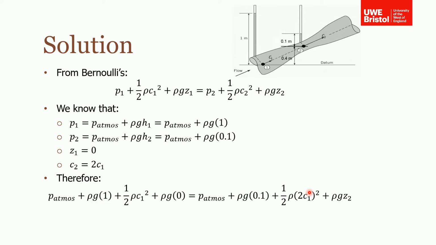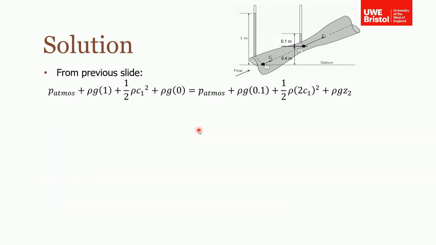This dynamic term has been modified because C2 is equal to twice C1. But just notice here, the whole thing is squared, okay? So it's 2C1 all squared. And then obviously this term's unchanged. So that's what we had on the previous slide.